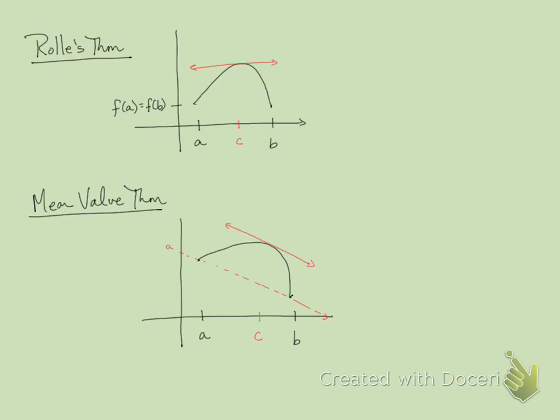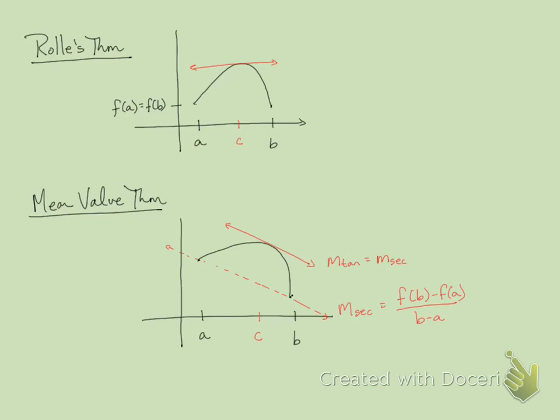So looking here, the slope of the secant line equals f of b minus f of a over b minus a. And the Mean Value Theorem says that therefore there exists a c such that the slope of the tangent line equals the slope of the secant line.